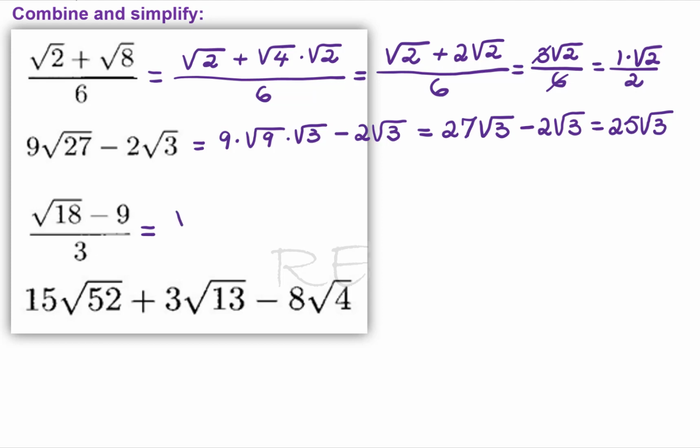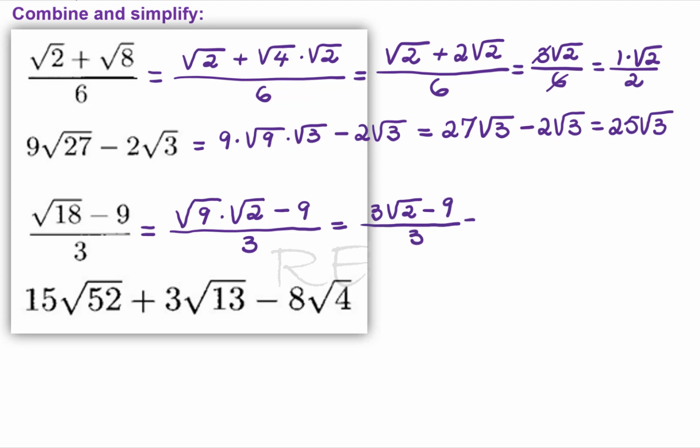Square root of 18 is square root of 9 times square root of 2, minus 9, divided by 3. And square root of 9 is 3. 3 square root of 2 minus 9 divided by 3. Now the greatest common factor of the numerator is 3. We have 3 times square root of 2 minus 3, divided by 3, and the 3s cancel. Final answer is square root of 2 minus 3.